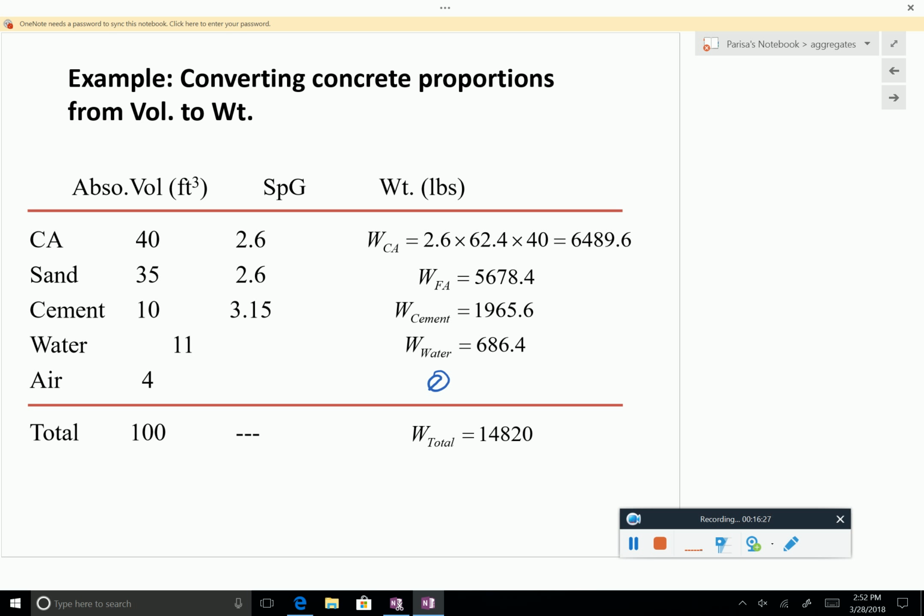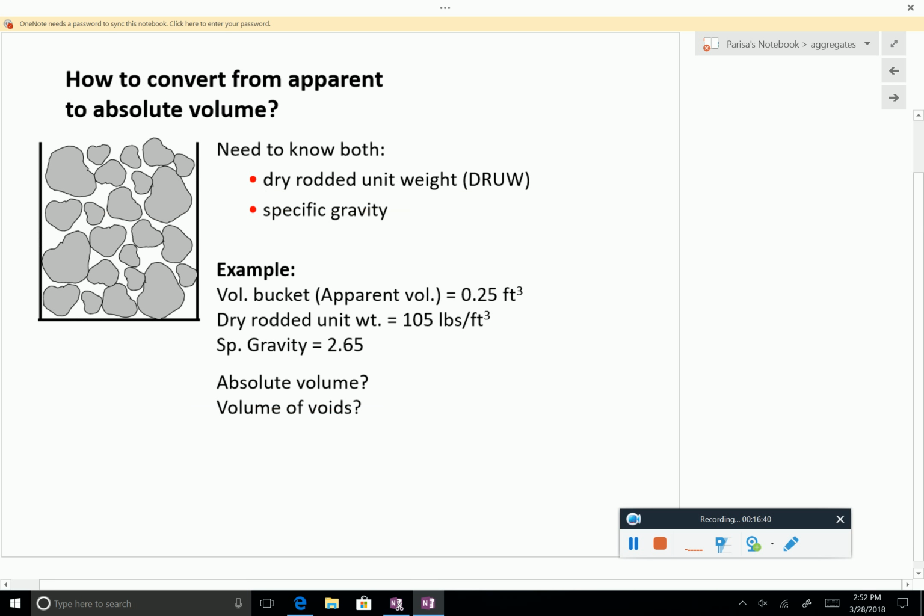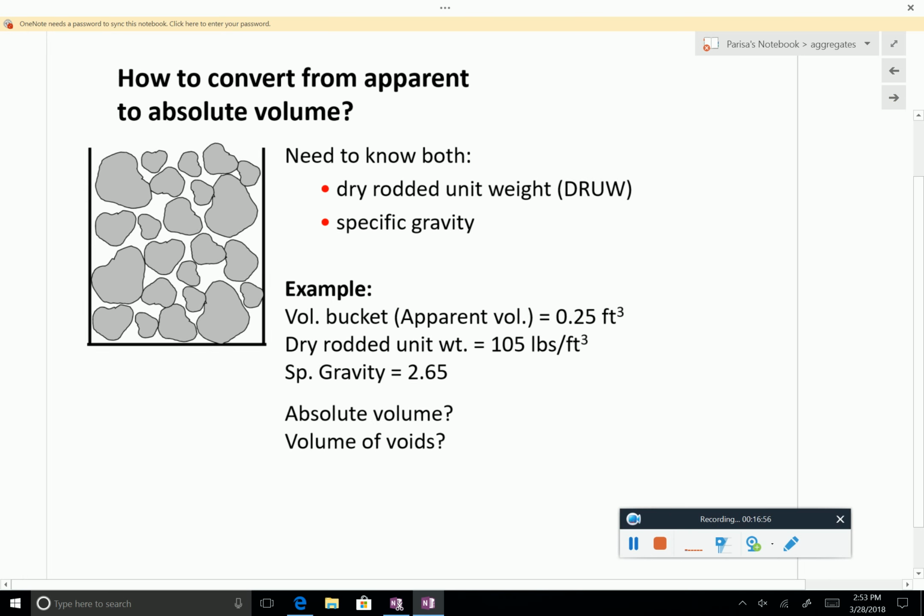Okay. Any questions about this? Everyone copied the numbers? Now, the hard thing is always to find out what the absolute volume is. This is not a very straightforward thing to find out because it's hard to get rid of all those voids. So, if we have the specific gravity and the dry rodded unit weight, then we should be able to calculate the absolute volume. So let's try that for this example.